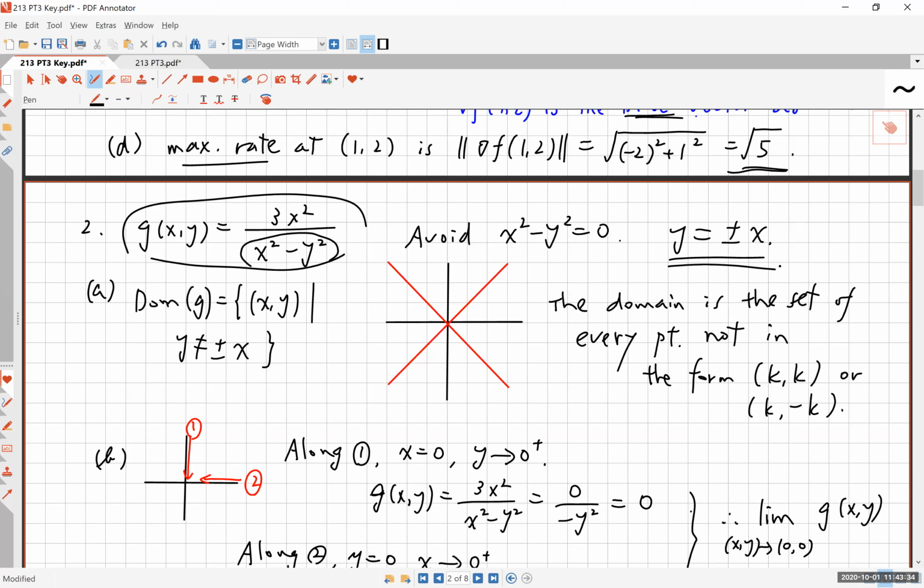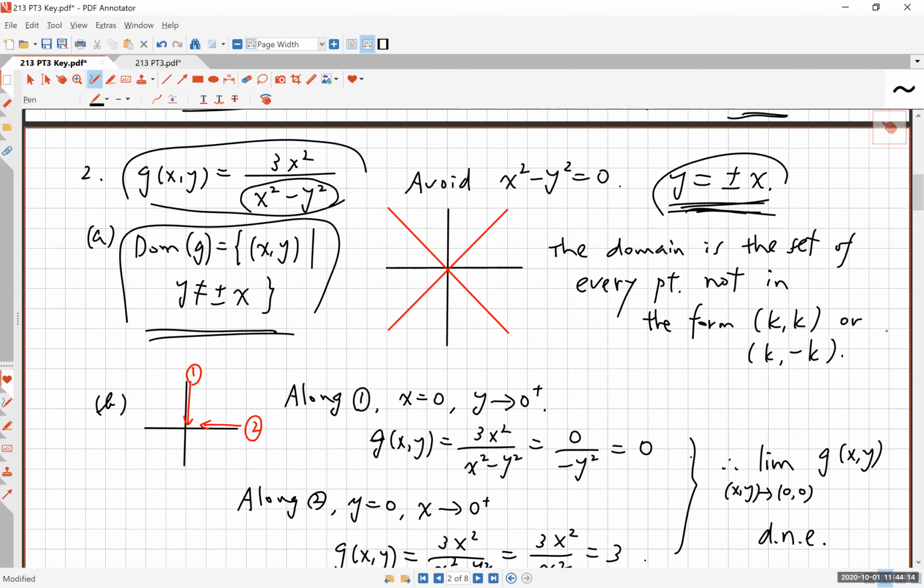And so don't say that the domain is this. It's quite the opposite. The domain is every point but these points. And of course, these are 2 lines, and you see these 2 lines right here in red. So the domain is every point off of these lines. In other words, the domain is a set, and here's a precise way of writing this: the domain is the set of all points (x, y) such that y is not plus or minus x. In your own words, you would say the domain is the set of all the points not on either of these 2 red lines. So that's a way to say that.